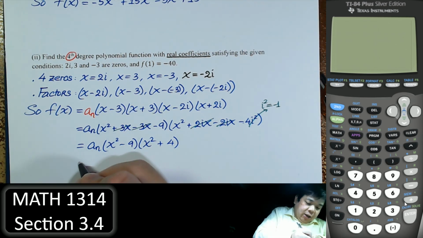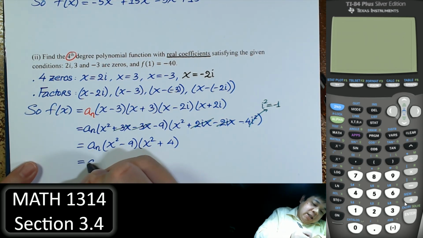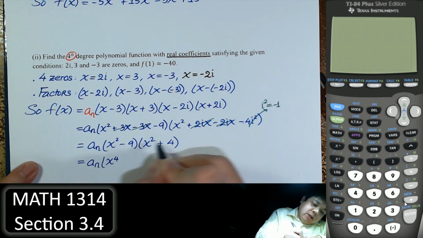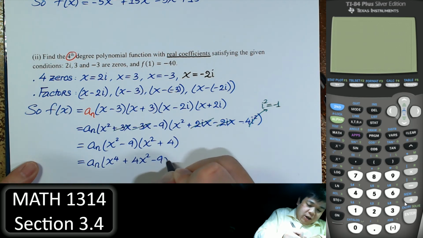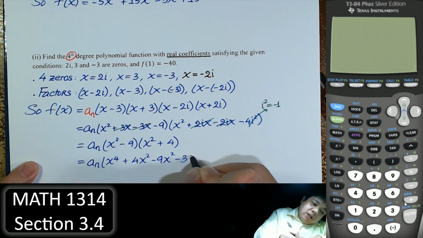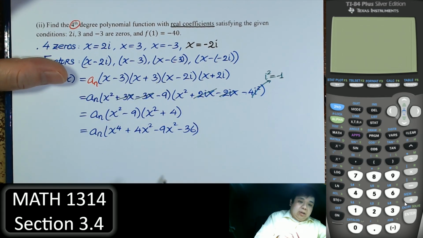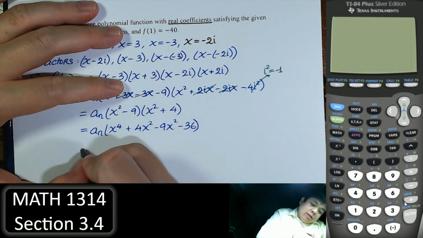Right, here we can multiply it out: a sub n times x to the 4th plus 4x squared minus 9x squared minus 36, and that gives us minus 5x squared.